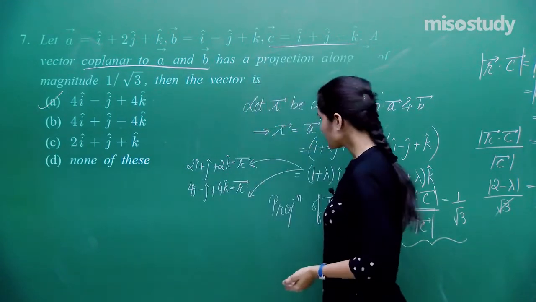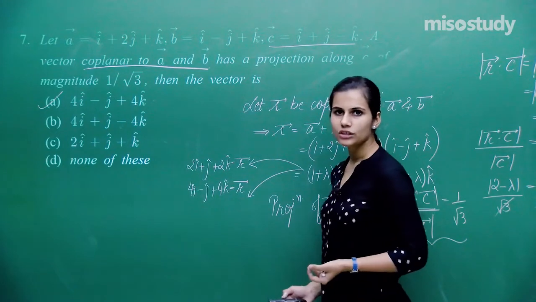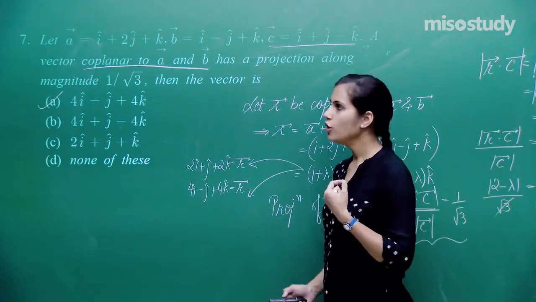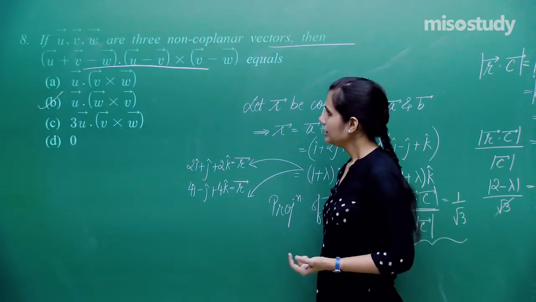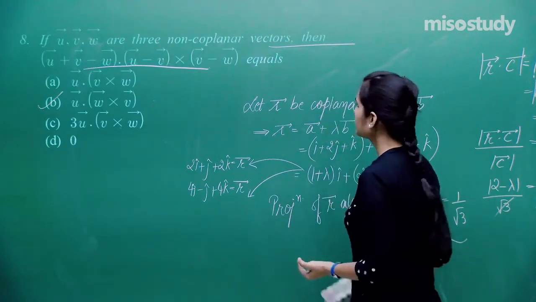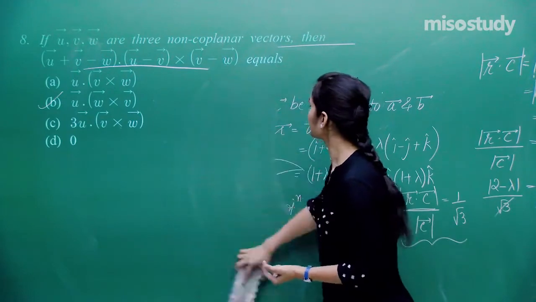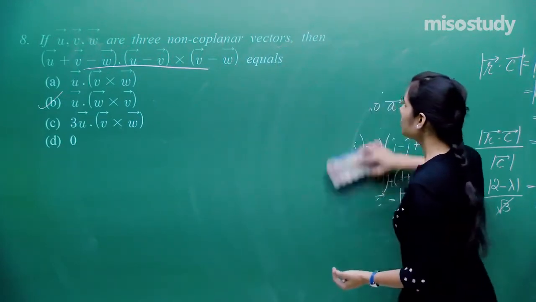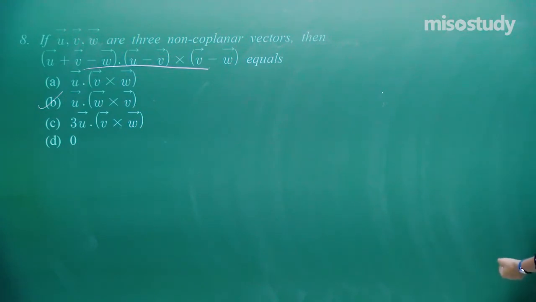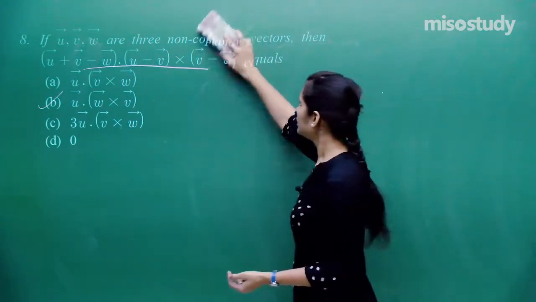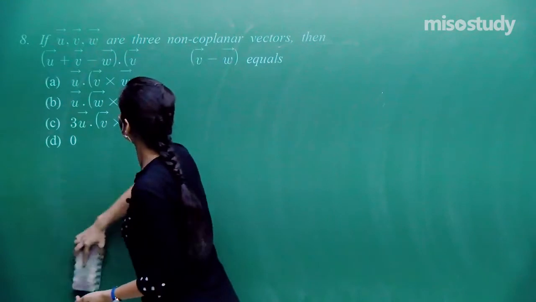Now moving on to the next one, here only the coplanarity concept and the fact of what is the projection of a vector along another vector is used. Next I have question number 8, take a look at it. It's talking about 3 vectors which are non-coplanar.